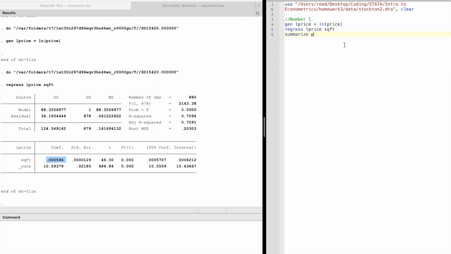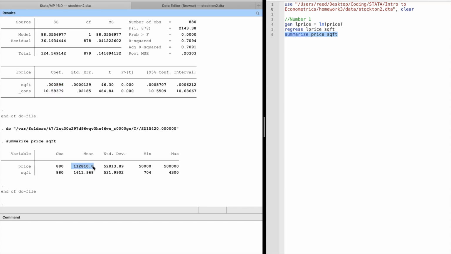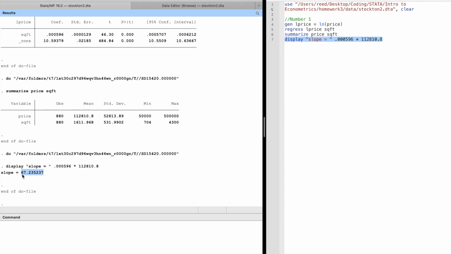So we're going to do summarize price, square feet. And we get the mean price is 112,810.80 dollars, and the mean square feet is 1,611.96 square feet. So to find our slope, we will multiply our beta. Our beta 2 is here. You can just copy that right in there for simplicity. And then we have our sample mean. When we run this, it should tell us that our slope is 67.23.